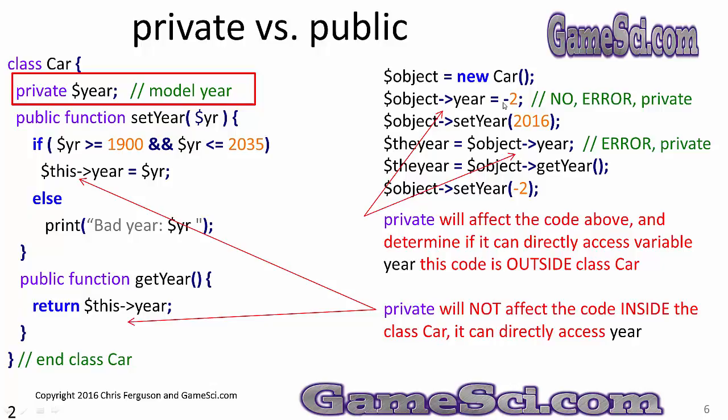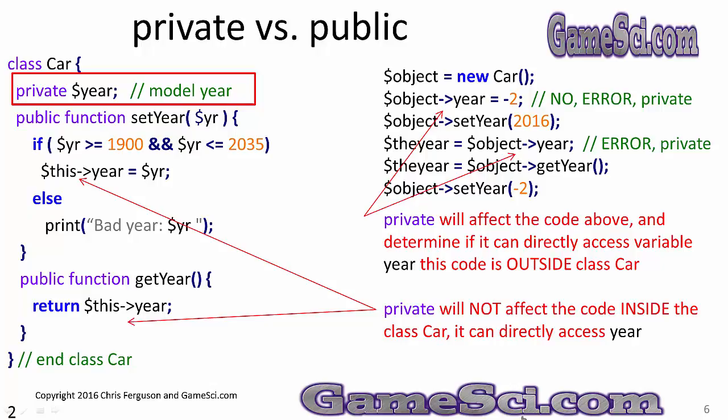What can it do? Well, what it can do is call what's called a set method. I'm going to go to this object and call its setYear method. The setYear method could go in and change the value. Same thing when I want to access the value directly. See this arrow here? Object arrow year. Cannot do it. Because this code is outside the class, it can't get to that private variable over there.